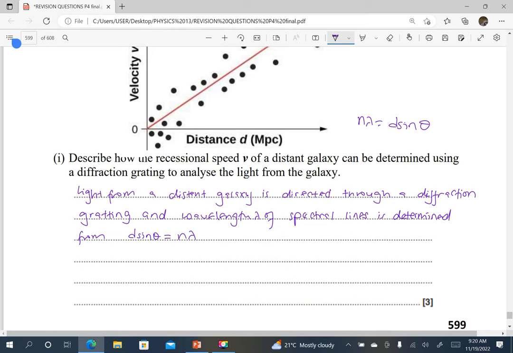Then the wavelength of an identical line, so let's consider a single line here. Let me consider a spectral line, just one. And the wavelength lambda of a spectral line is determined. Then the wavelength of an identical line in the laboratory is also determined.